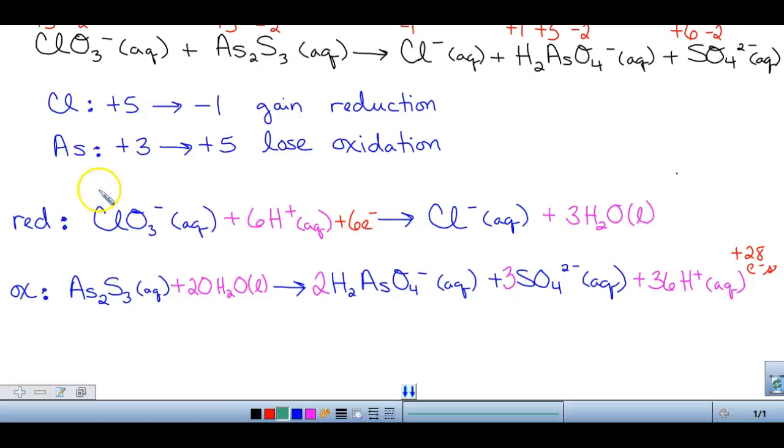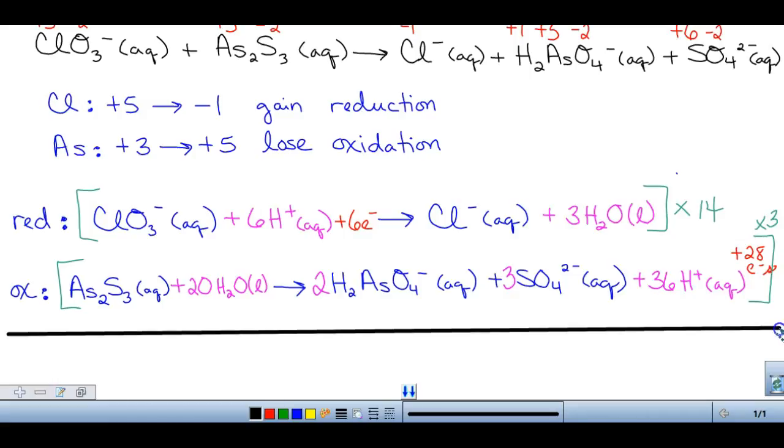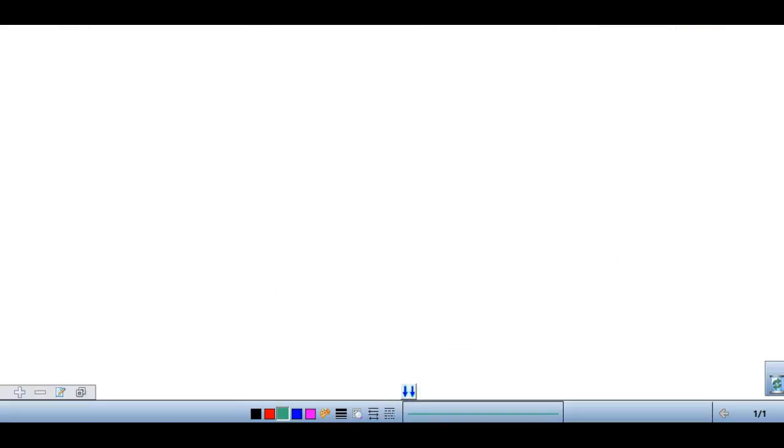By what factor? Well, this top one's going to have to be multiplied by 14. And the bottom one is going to have to be multiplied by, punching this into my calculator again to make sure, by 3. Times 3. Okay. So now I'm going to sum these things. Draw the line there. Scroll down just a little bit.